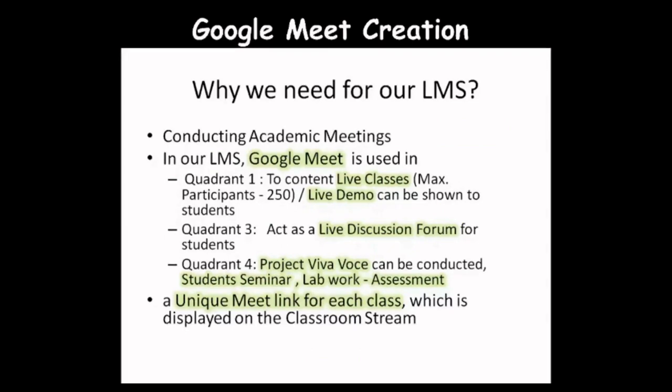In general, we conduct academic meetings. In our learning management system, we have an e-content format with 4 quadrants. Let us see how this Google Meet is used in these quadrants. Conducting live classes and live demos for students with a maximum strength of 250 comes under quadrant 1. Organizing a live discussion forum for students comes under quadrant 3. Assessing the students by doing project Vivas, student seminars and lab work comes under quadrant 4.